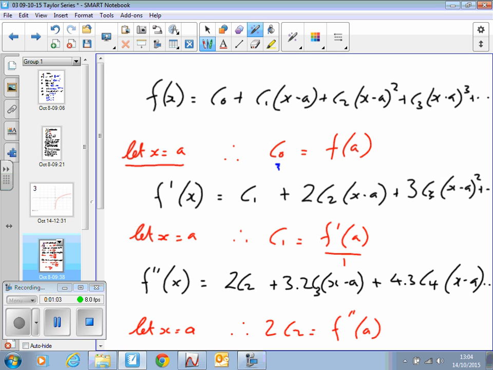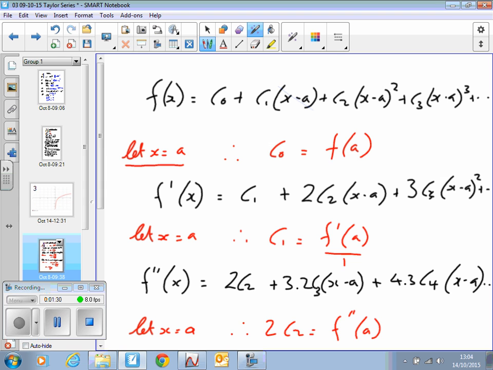Now what we do is we start to differentiate. Remember, if this power series exists, we can differentiate it as many times as we like. So let's differentiate it once. The first differential, f prime x. Well, C0 is going to disappear. The x minus A term is going to disappear, because the x disappears, remember, when we've got an x term.